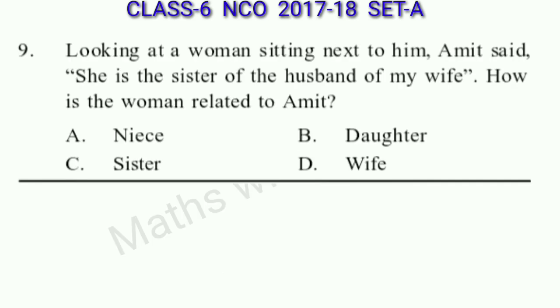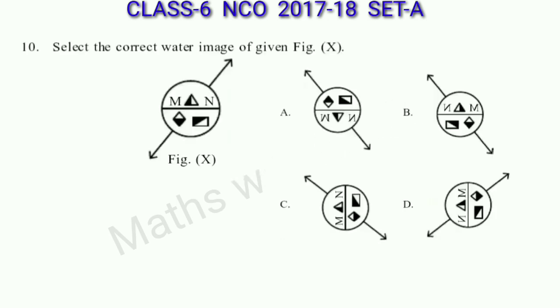Now question 9. Looking at a woman sitting next to him, Amit said, "She is the sister of the husband of my wife." How is the woman related to Amit? The woman is his sister. So the answer will be option C. Now question number 10. Select the correct water image of given figure X. Look at the figure. The correct water image of the figure X will be option A.